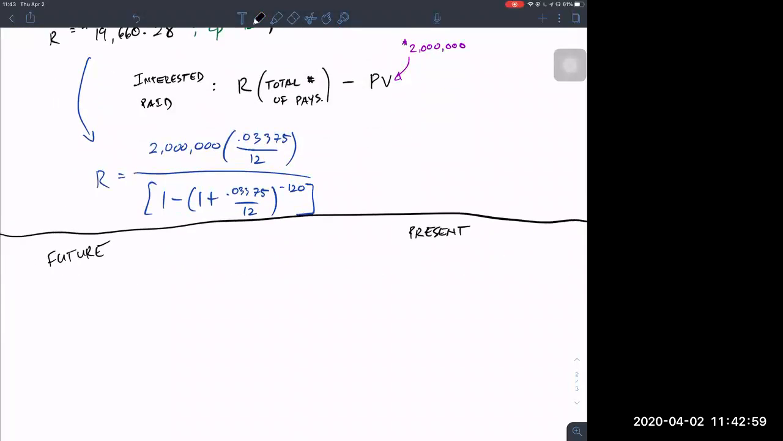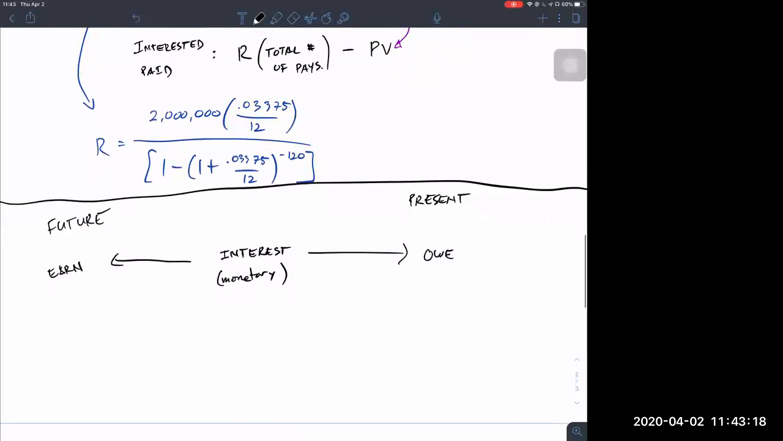Okay, and then when you talk about interest, they both require interest. But this is the monetary amount, right? This is the money, not the interest rate. So in present scenarios, you owe. In future scenarios, you earn. And then the equations, I never write them out because I think it's better if you just think about it, right?